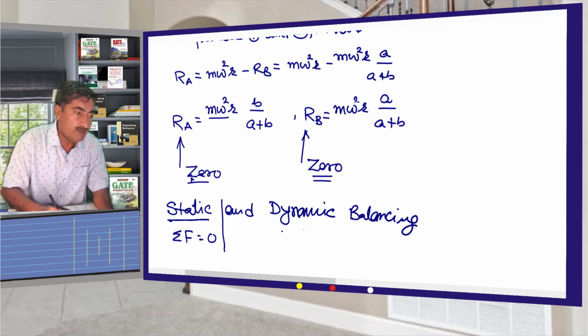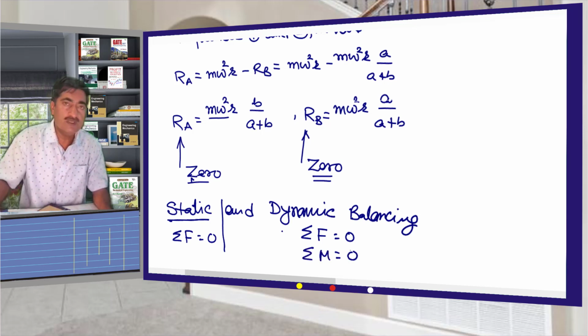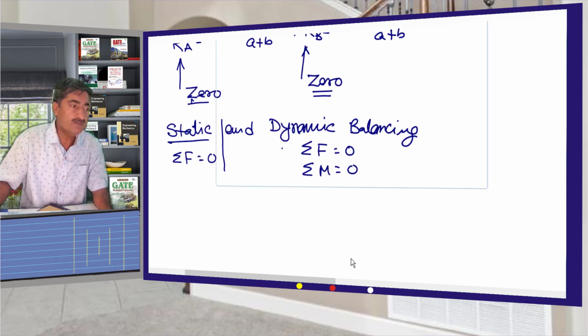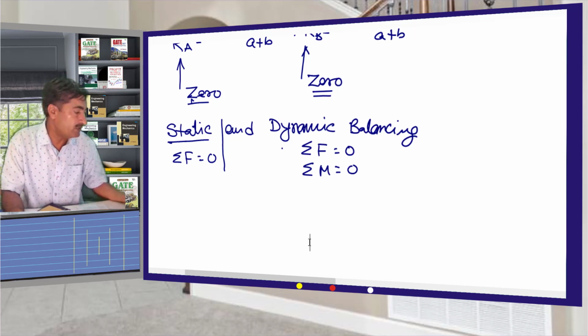Means in dynamic balancing, summation F equal to 0 and summation M, means moment, should be 0. Okay. Now next topic, the balancing of single rotating mass by single mass rotating in same plane.